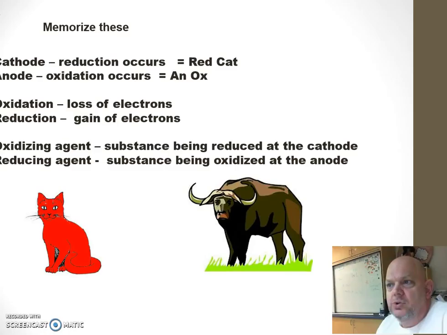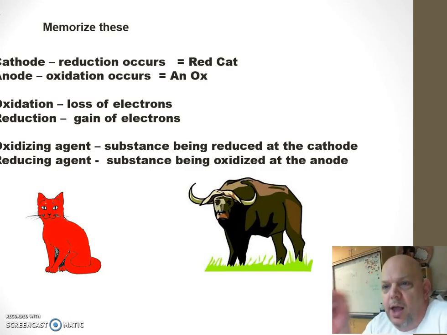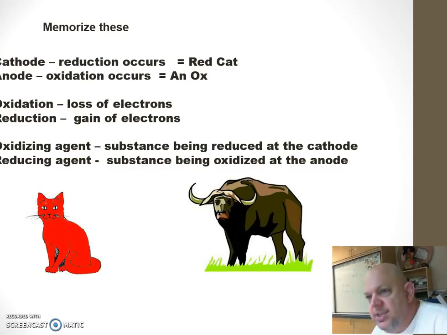At the cathode, reduction occurs. That's what we call the red cat. Okay, there's the red cat there. That's cathode reduction. Anode is oxidation: an ox. We have an ox right here. So the red cat and the an ox will help you. Oxidation is loss of electrons. Reduction is gaining of electrons. The oxidizing agent is the substance being reduced at the cathode, in other words, it's picking up electrons. The reducing agent is the substance being oxidized, or losing electrons, at the anode.